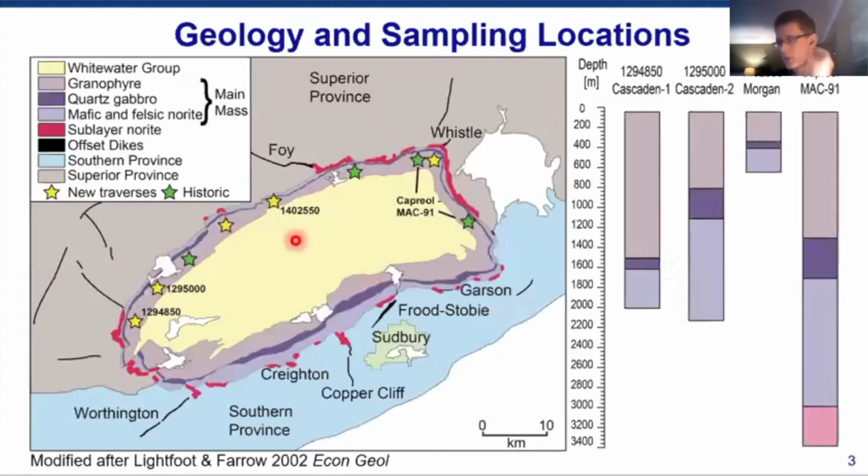In terms of sampling for this purpose, I'll be focusing on the North Range here, and highlighted in yellow are traverses through the main mass that I have either collected or am in the process of collecting at the moment. The green stars indicate historic traverses that I took from the literature. For this talk, I'll just be showing a few plots from the two Cascaden traverses, Cascaden 1 and 2, the Morgan traverse, and the green Capriol Mac 91 traverse. You can see them on the right here. And as you can see, the total thickness of the main mass varies quite significantly along strike. I'll come back to that in a minute, so just keep that in mind.